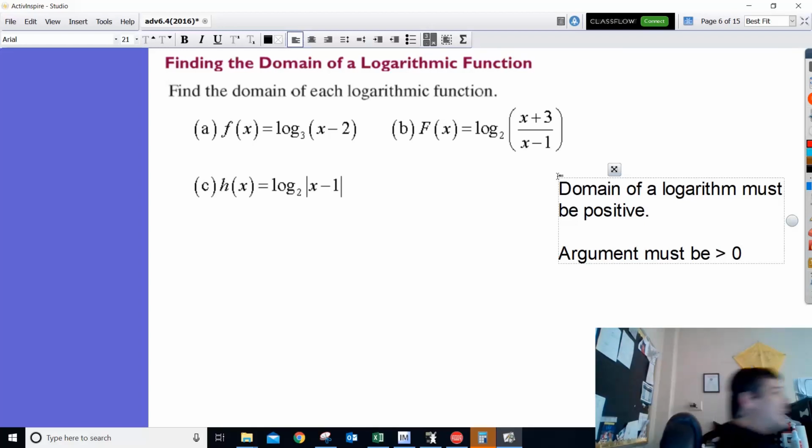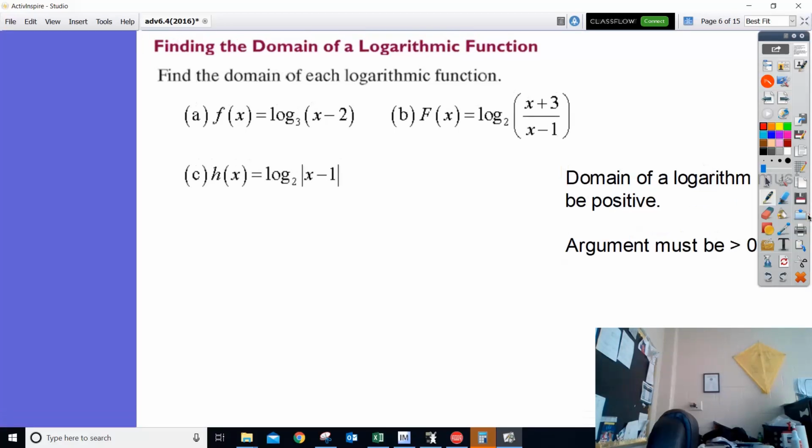So if I was looking at example A, what could you tell me about x? What would it have to be? It has to be greater than 2. For those of you who want to see that, you would literally say x minus 2 is greater than 0. You shift your 2 over, and x is going to be greater than 2. How about B?